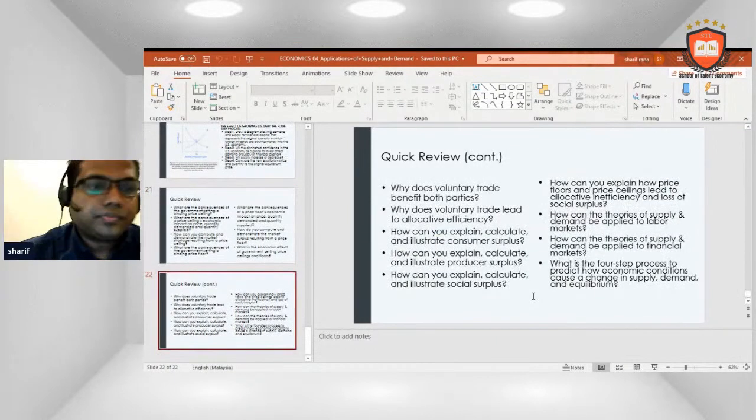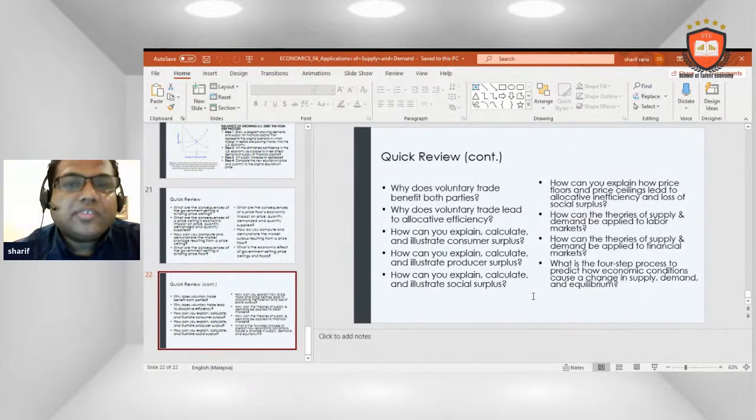What is the economic effect of government setting price ceilings? And four, why does voluntary trade benefit both parties? Why does voluntary trade lead to allocative efficiency? How can you explain, calculate, and illustrate consumer surplus? Producer surplus? Social surplus? How can you explain how price floors and price ceilings lead to allocative inefficiency and loss of social surplus?